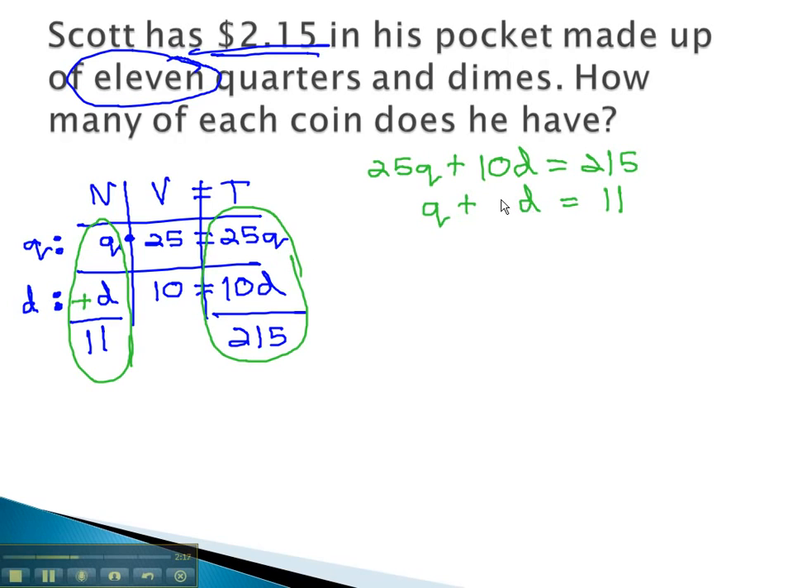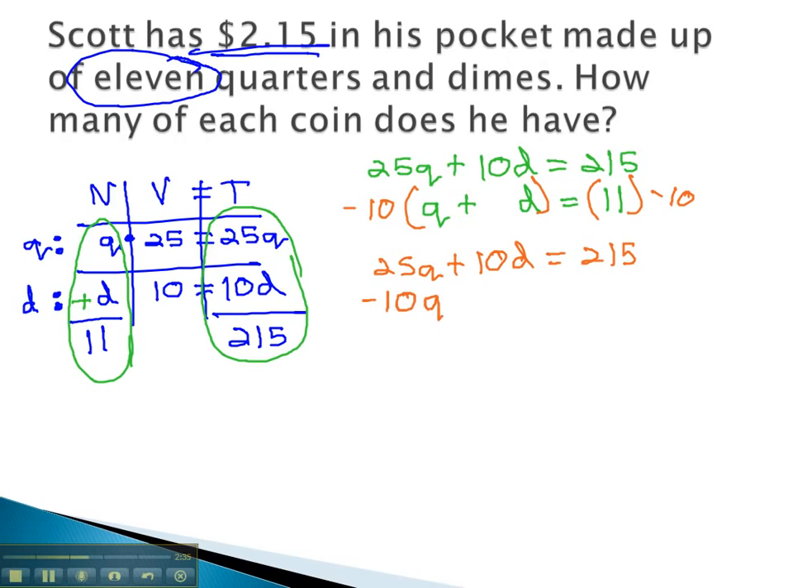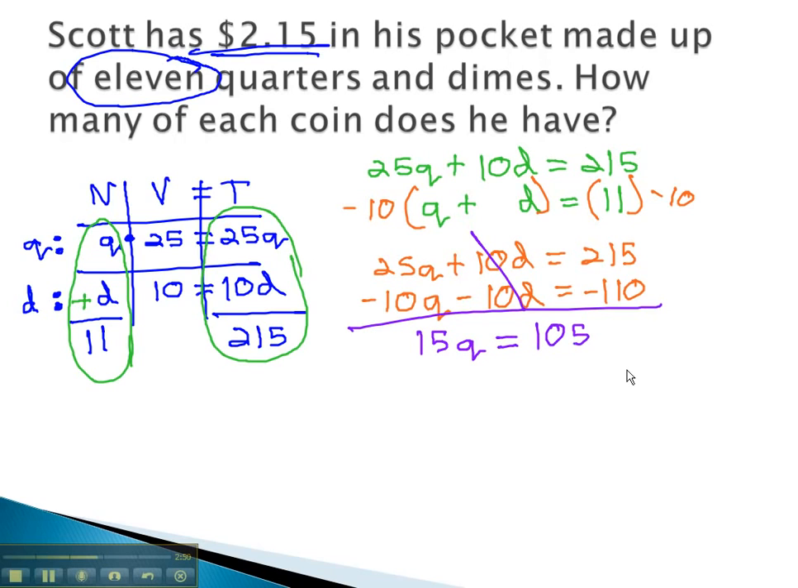This gives us a system with two variables, which we know how to solve. We might use the addition method to get opposites in front of D by multiplying the second equation by -10 on both sides. When we do, the first equation is still 25Q plus 10D equals 215. The second equation, after distributing, is -10Q minus 10D equals -110. Adding those equations together, the dimes will subtract out, giving us 15Q equals 105. Dividing both sides by 15, we'll find out that Q is equal to 7.